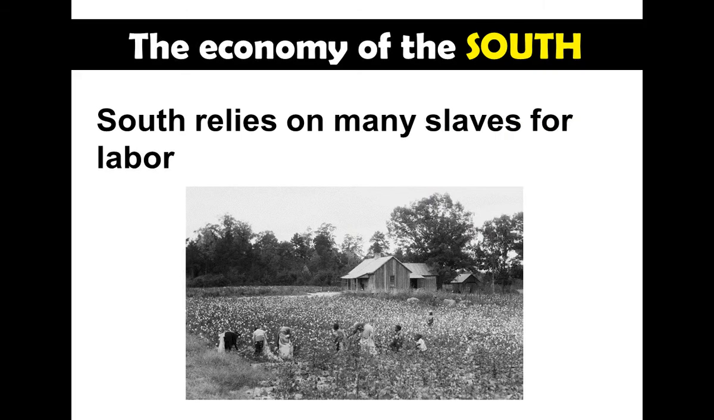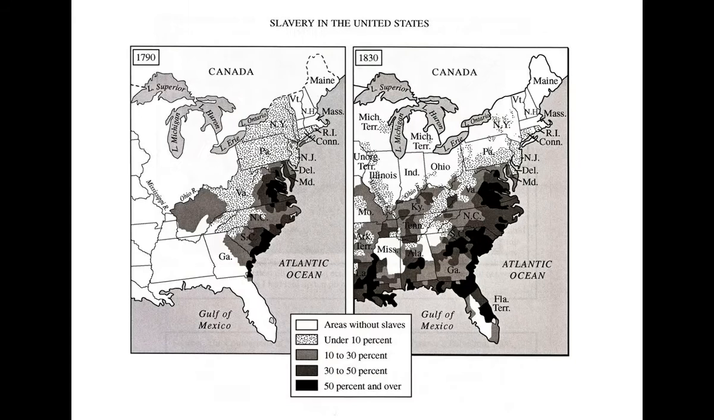Another factor for the economy of the South is that it relies on many slaves for labor. We talked about how in the North they did not rely upon slaves. They used people that were living in the cities. The South is going to be completely dependent upon slavery as an economic force. So we go back to this map that we looked at earlier, the growth of slavery in the South. Notice how it expands out west here once we start to get the cotton gin, and there's more availability of land going to the west.